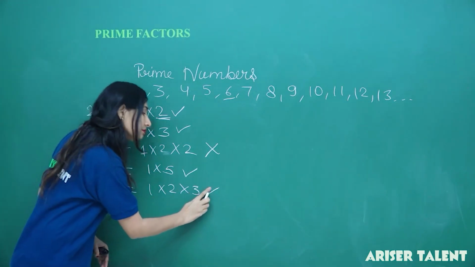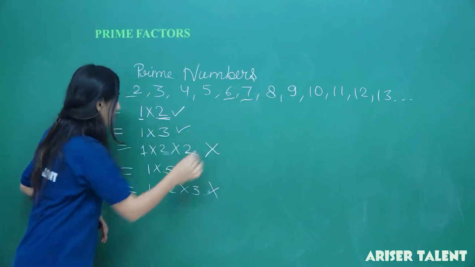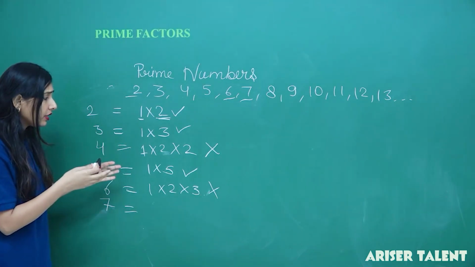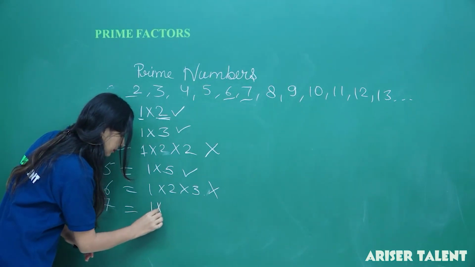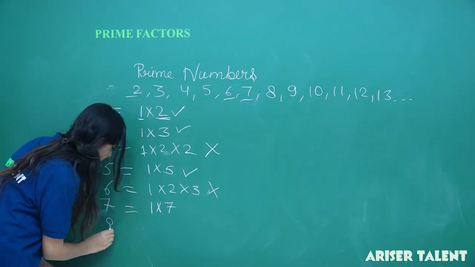So, it is not a prime number. Now, 7. Divisible by 2? No. Divisible by 3? No. 5? No. Okay. 1 into 7. That means it is a prime number.